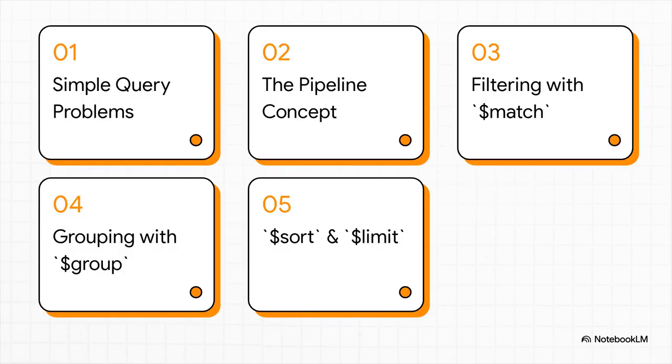Okay, here's a quick look at our roadmap. First, we'll talk about why simple queries just don't cut it sometimes. Then we'll get into the main idea, the pipeline, which is kind of like an assembly line for your data. We'll look at the key stations on that line, like filtering with $match and grouping with $group, and then we'll wrap up with how to add the final touches using $sort and $limit. Sound good? Let's jump in.